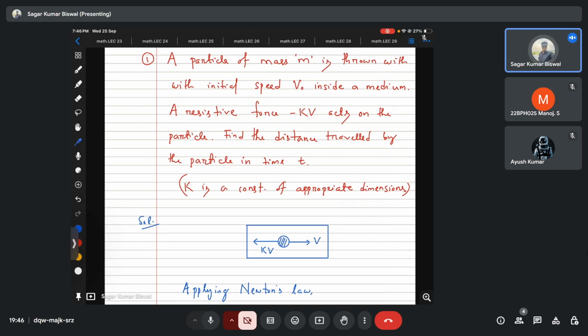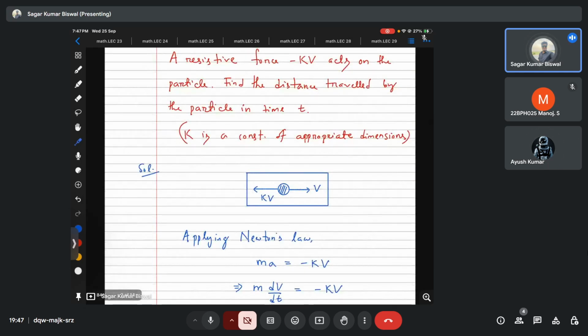Such types of forces are also known as viscous force, right? In fluids, if there is motion, then the viscous force or drag force that acts on the particle is proportional to the velocity of the particle. You may learn about them in the 11th class. The viscous force or drag force in a medium is proportional to the velocity of the particle in the medium, right? So here also there is a resistive force in the medium which is proportional to the velocity of the particle. So that's why this is the situation here.